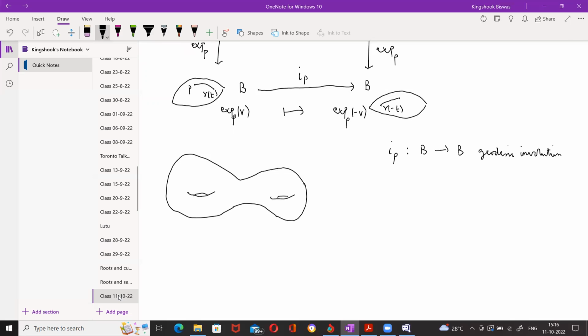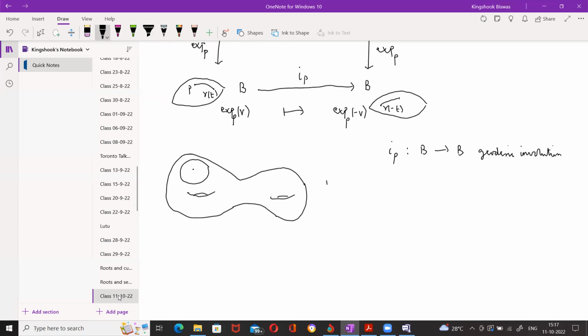So for example, if I do it on a surface of genus 2 like this, here I have a geodesic ball. My geodesic involution is defined on this ball to itself, but you can see I can't extend it to a diffeomorphism from the surface to itself. That won't happen. Do you understand? If I try to extend this ball, it's not going to extend to a diffeomorphism from the manifold to itself in general.